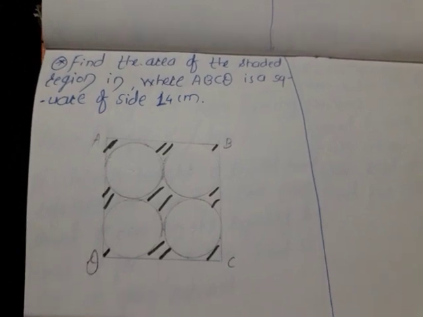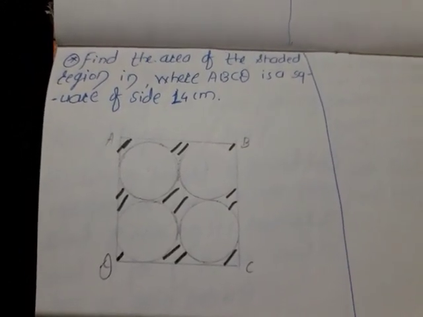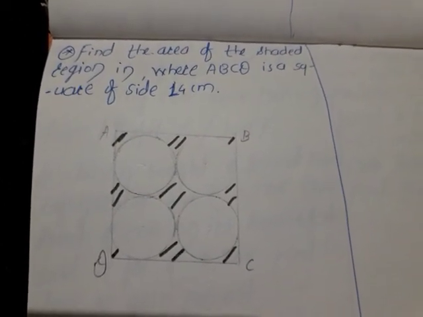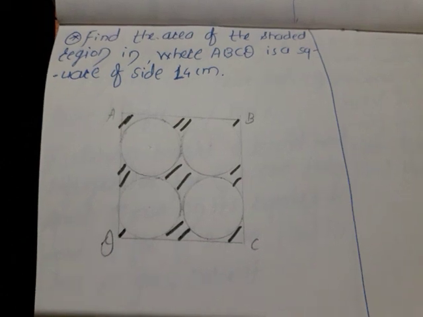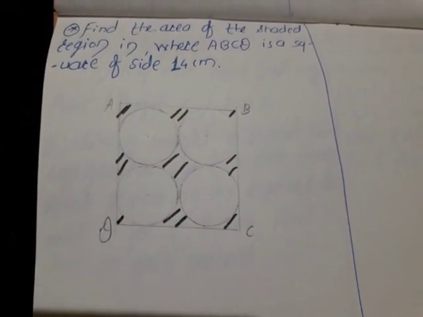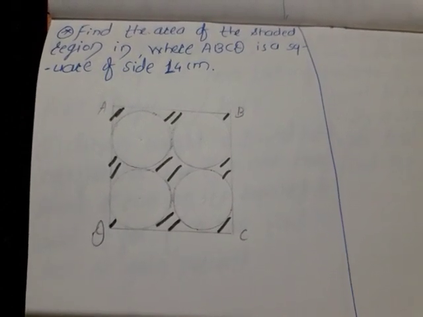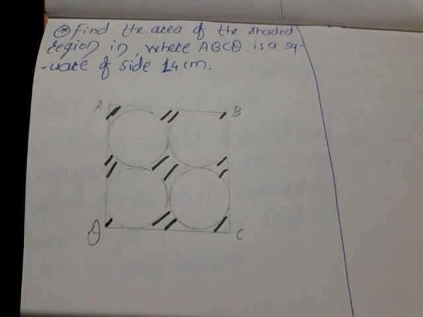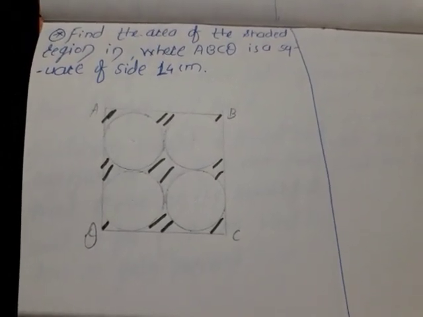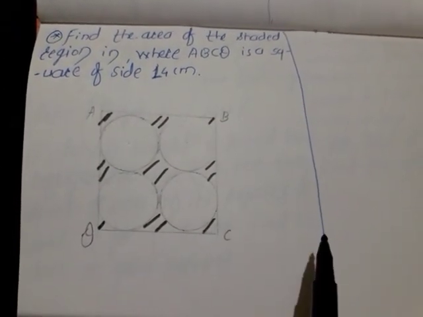What is the information given? Look over here, ABCD is a square of side 14 centimeter. This quadrilateral ABCD is a square, and inside it 4 circles are there. By using those 4 circles we are going to find the area of the shaded region. The area which remains after drawing those 4 circles is nothing but the shaded region.